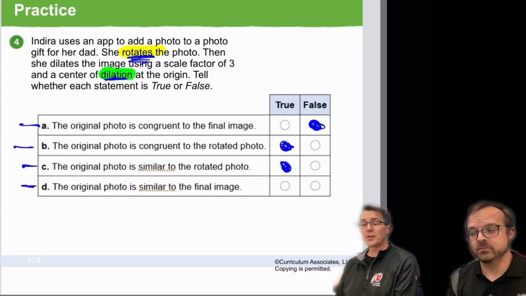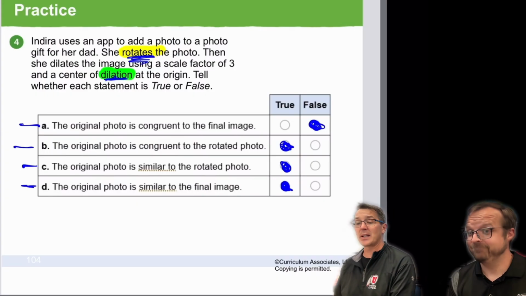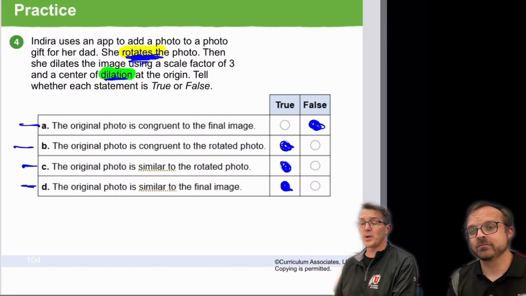And then finally, the original photo is similar to the final image, and that is also a true statement because this first one was rigid, this one is just similar, but together that makes it a true statement.